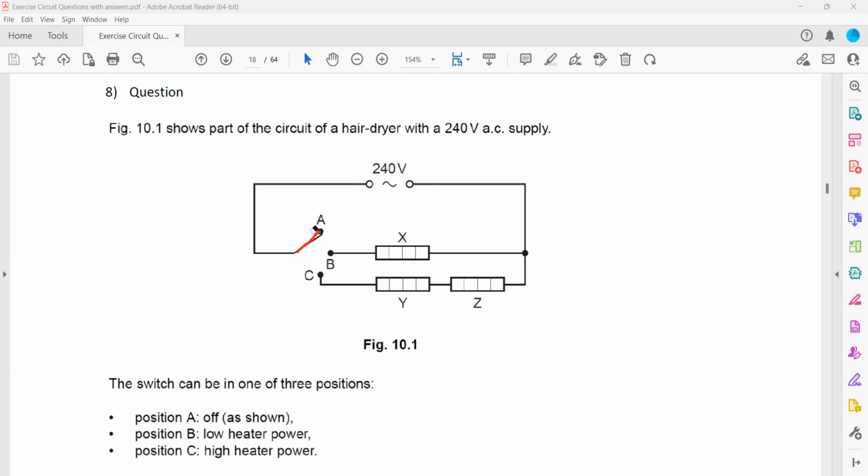Or it can be at B. We can move this to position B. So when we move to position B, what will be the path? It's an AC, so you can take any of them as positive, as it will continuously change. So this will be the path, and it will pass through X only. When it passes through X, only one resistor or heating coil is part of the circuit. That's why there is a low or small amount of heat energy.